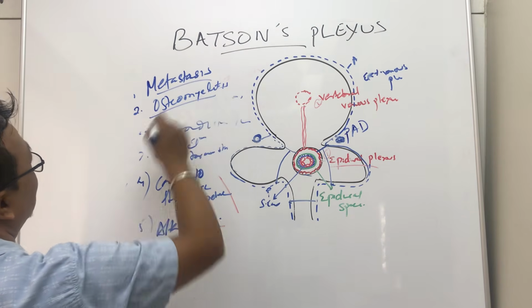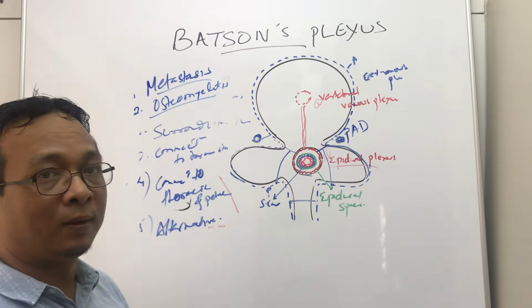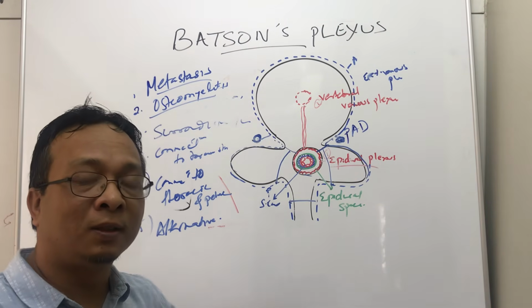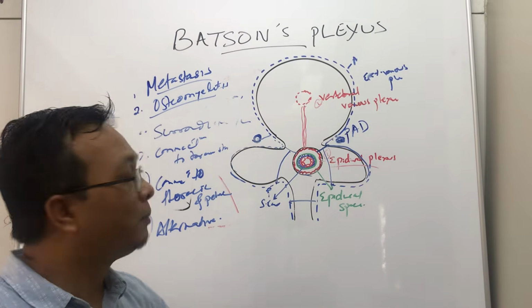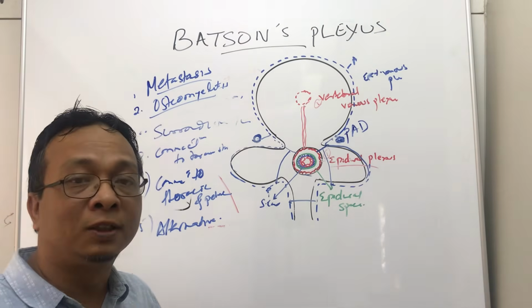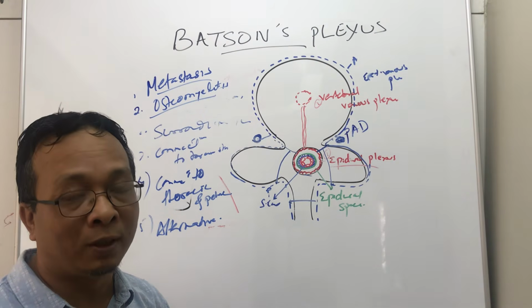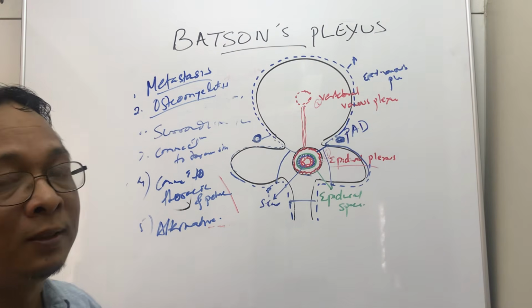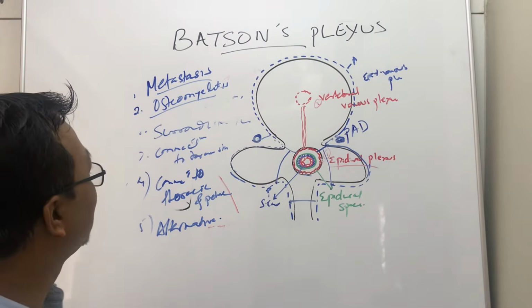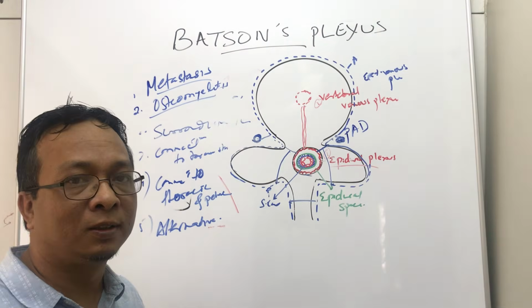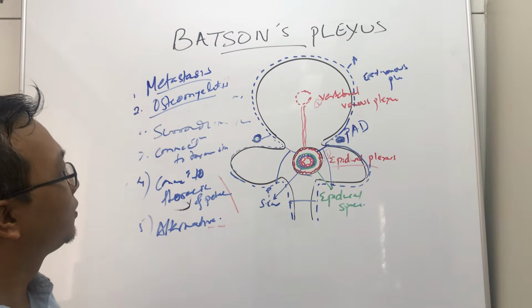So they play a significant role clinically in metastasis of cancer cells coming from cancer of the prostate or rectum, or generation of osteomyelitis of the vertebrae due to conditions like pyelonephritis. Even in breast cancer, when there is bone metastasis. So that's why this is so clinically significant. So this is about Batson's plexus.